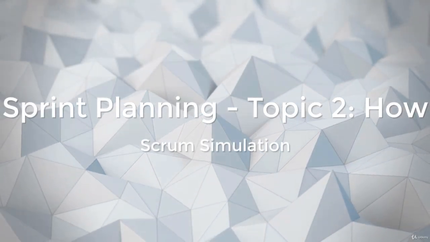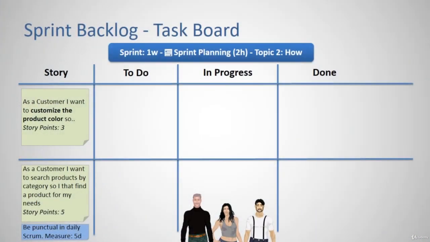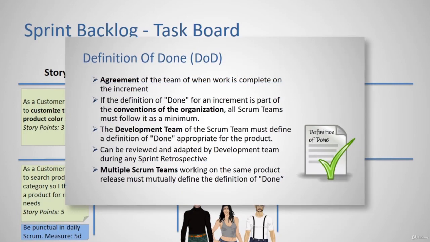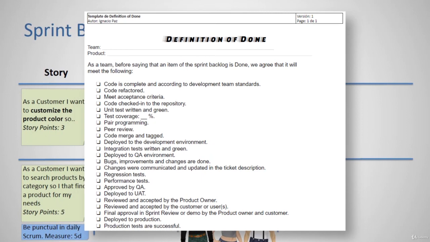During the second topic of the sprint planning, and within the 2 hours time box, the development team will decide how to turn the stories into a potentially shippable product increment. That means that the stories are completed according to the definition of done and integrated to a product that is fully tested and ready to be used.